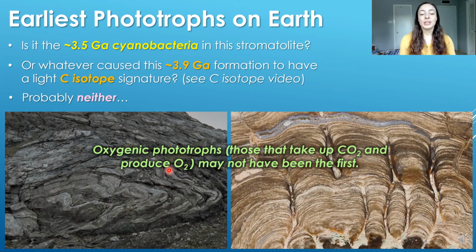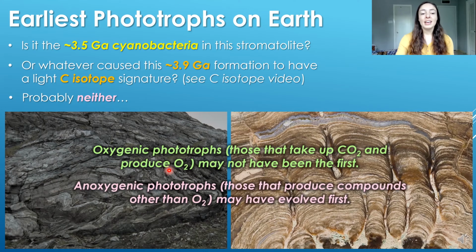but there's a distinction I need to make between oxygenic phototrophs and anoxygenic phototrophs here. Oxygenic phototrophs are those that you're probably most familiar with, things like plants, things even like cyanobacteria that take up carbon dioxide and use it and light energy to split water and make oxygen. And then they release the oxygen, and animals like ourselves breathe in oxygen and release carbon dioxide. It's a cycle. However, these types of phototrophs that produce oxygen were likely not first.